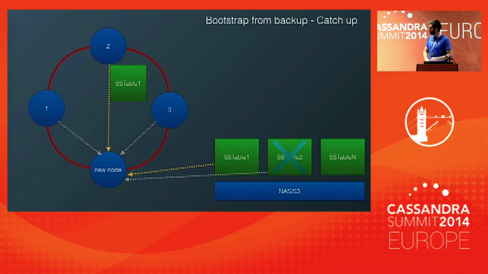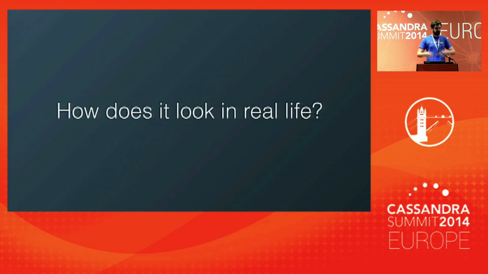And this is just a quick illustration to show that even if one SS table isn't available, it'll just grab it from the existing node. Sometimes, if you've snapshotted your database 24 hours ago and the next backup process still hasn't run yet, there'll obviously be some SS tables that don't exist in your backup location. So it'll still take care of all of that. So how does it actually look?